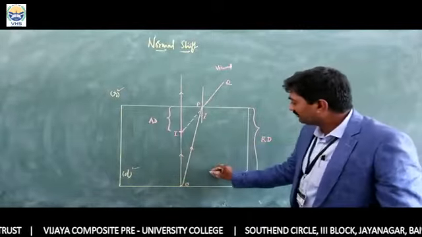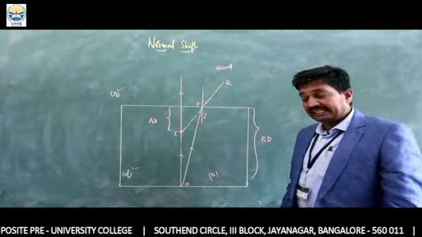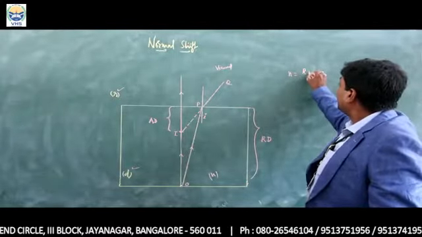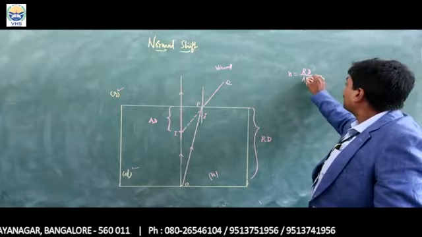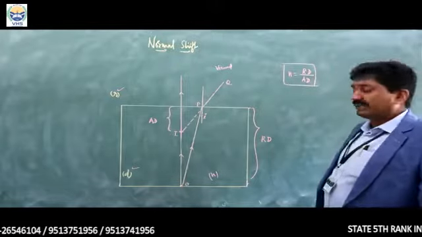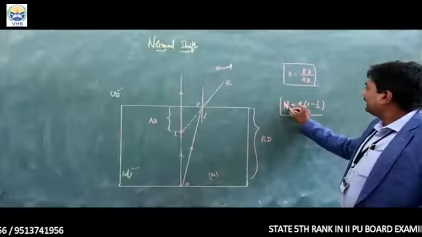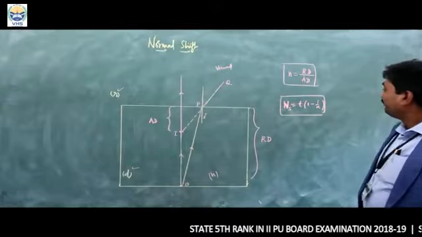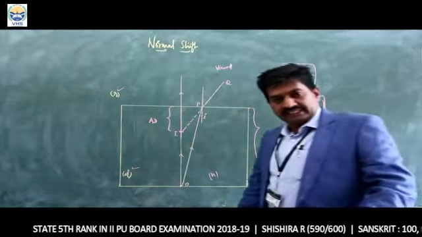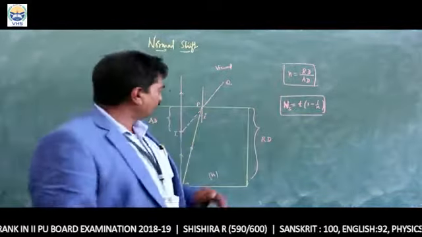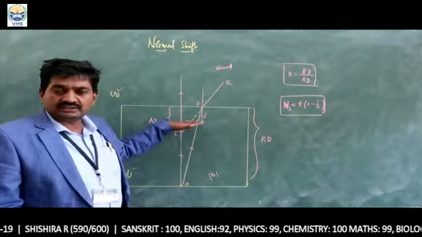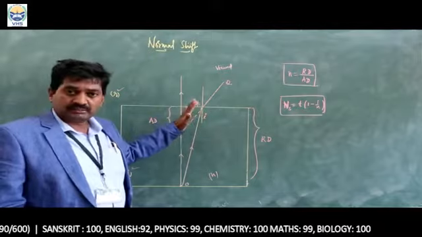So the refractive index of this medium is n. This is of course the absolute refractive index. It can be shown to be the ratio of real depth to the apparent depth. That is, n is equal to real depth divided by apparent depth. The normal shift is given by Ns is equal to t into 1 minus 1 by n. I'll repeat this once again. When the object is in the denser medium, when it is viewed from the rarer medium, the object appears to be raised along the normal. That is known as the normal shift.